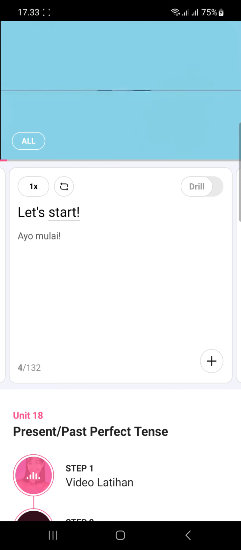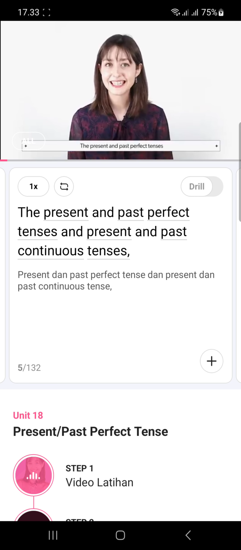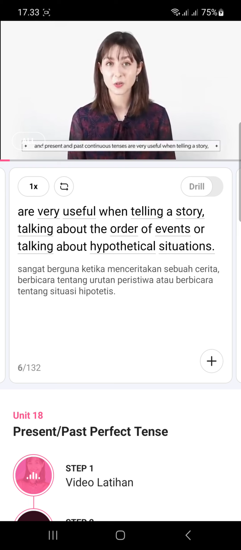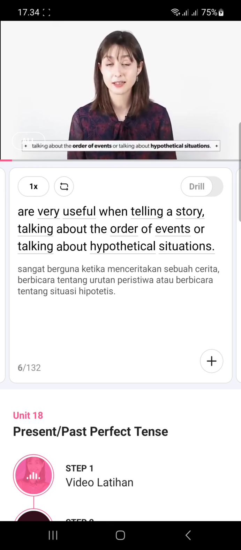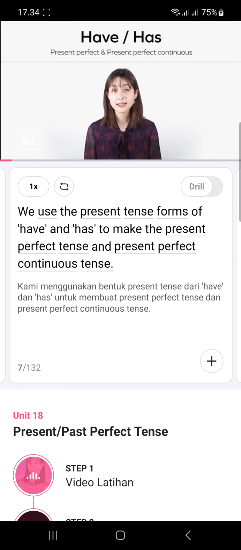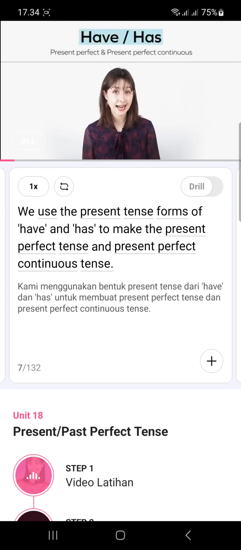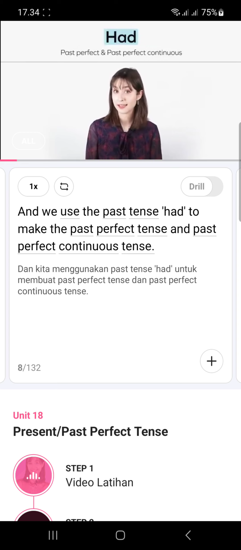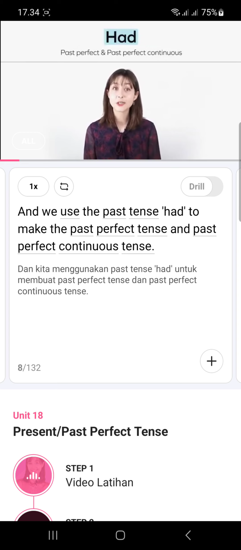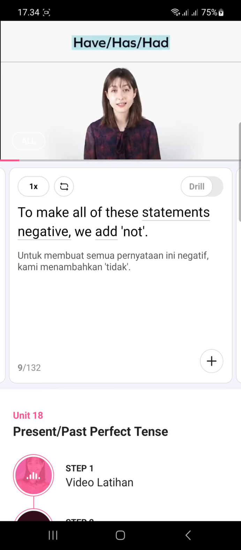Let's start. The present and past perfect tenses and present and past continuous tenses are very useful when telling a story, talking about the order of events, or talking about hypothetical situations. We use the present tense forms of have and has to make the present perfect tense and present perfect continuous tense. And we use the past tense had to make the past perfect tense and past perfect continuous tense. To make all of these statements negative, we add not.